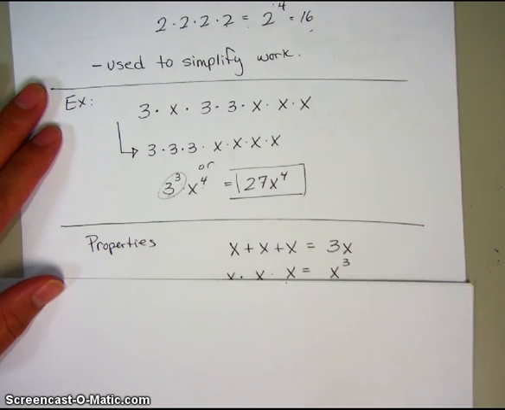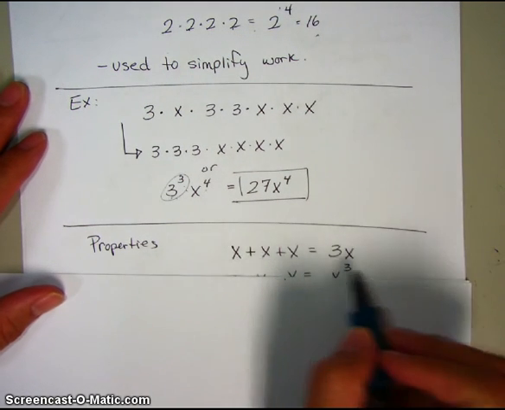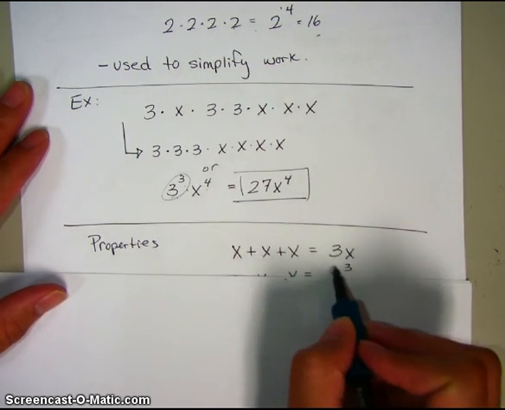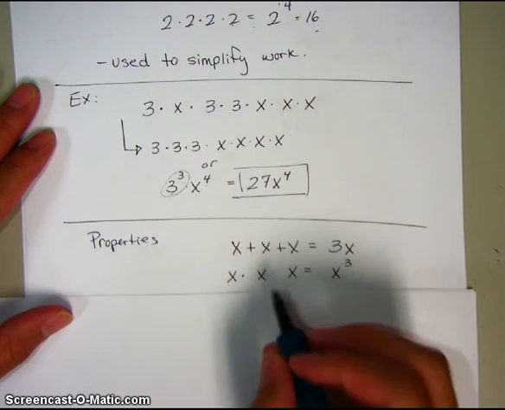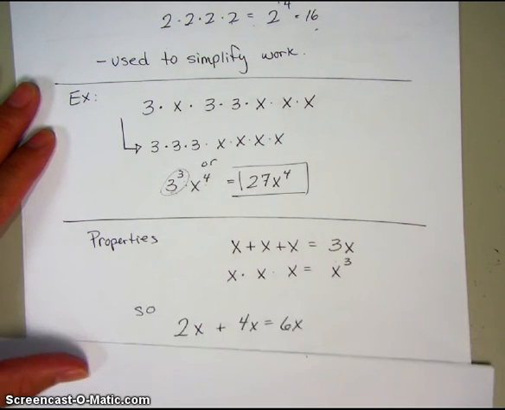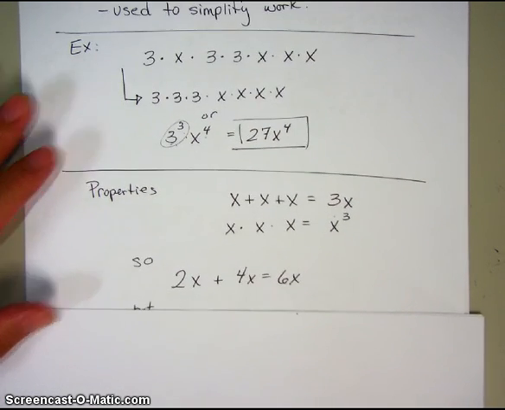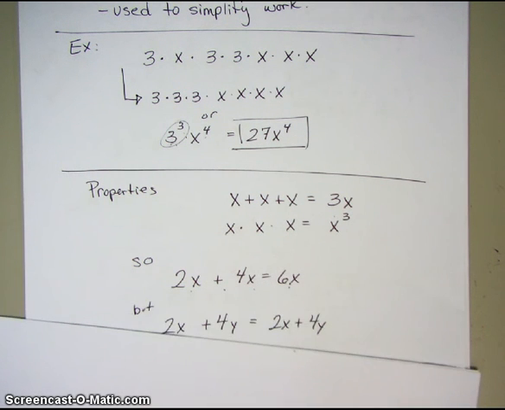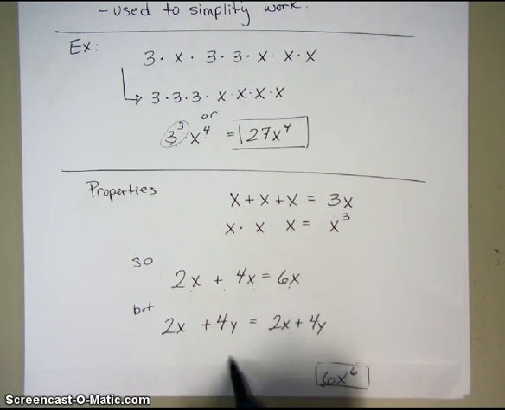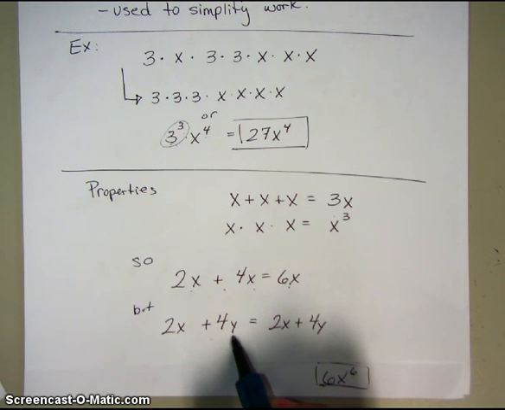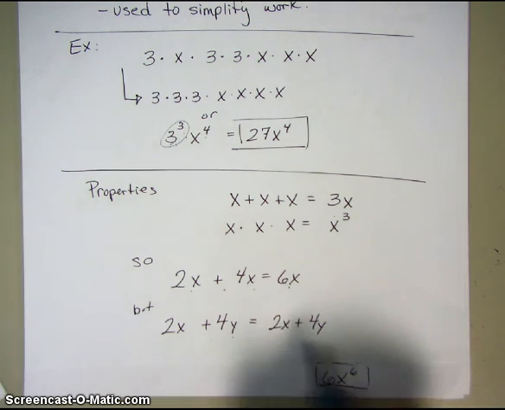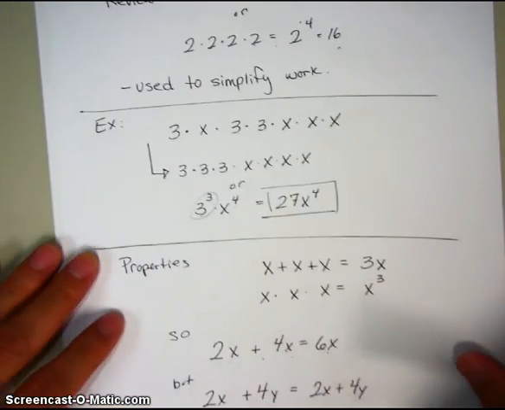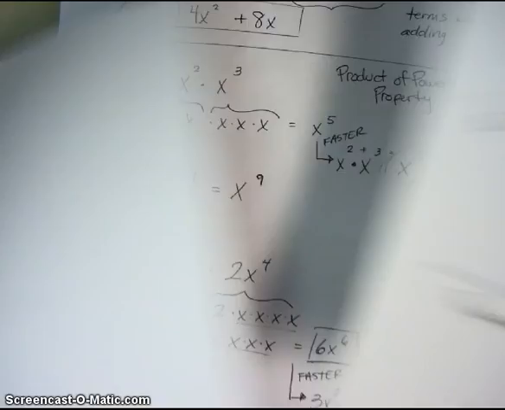There's a property. It says, when you're adding stuff that's all alike, that's combining like terms. That's x plus x plus x is 3x. But when I multiply, I use exponents, right? So we're going to get into combining some like terms. For instance, 2x plus 4x equals 6x, and so on. But if I had something like 2x plus 4y, those aren't like terms. I can't combine them, so I leave it alone, just like that. All right, so that's just a little review.